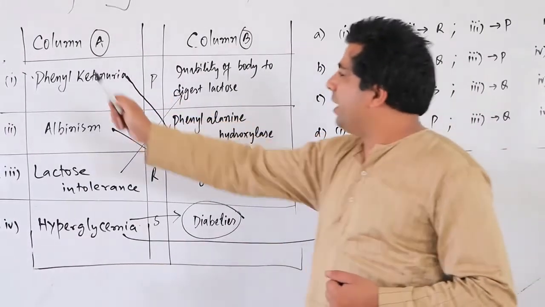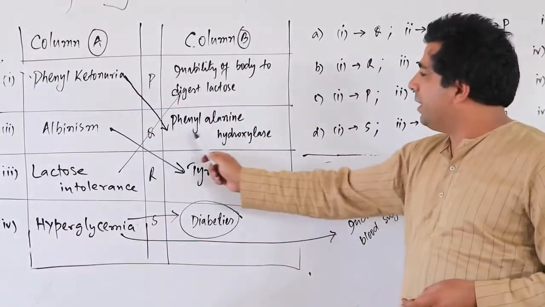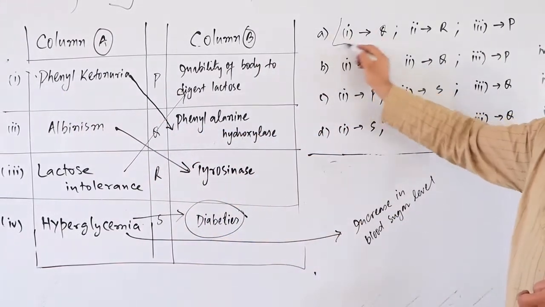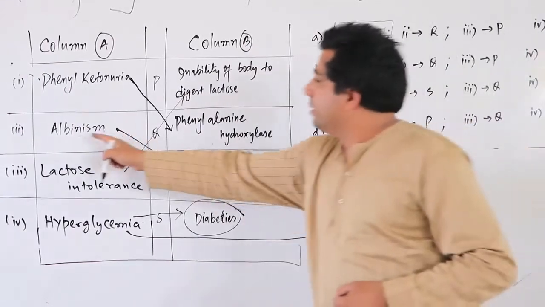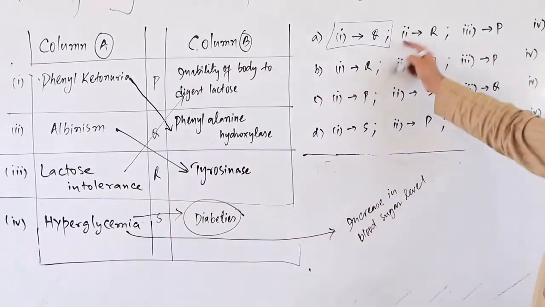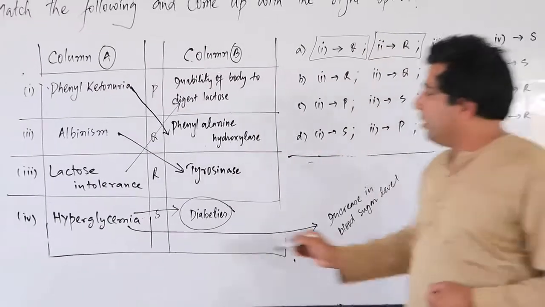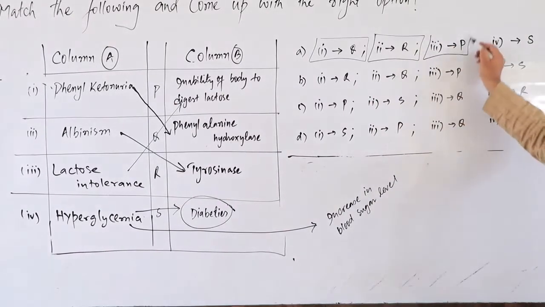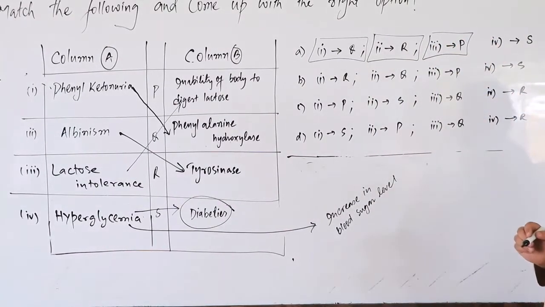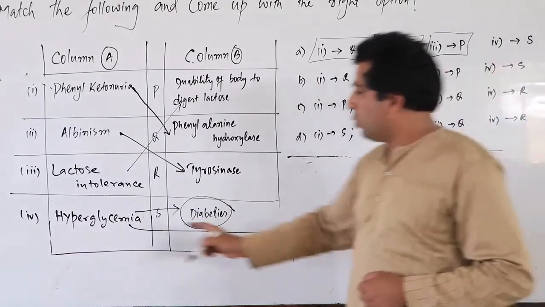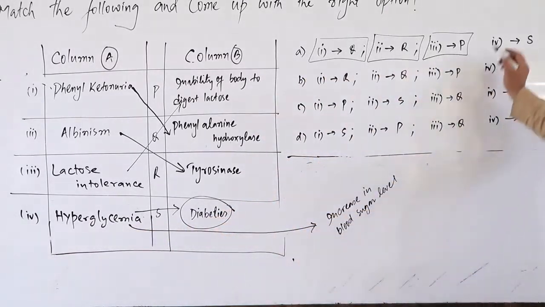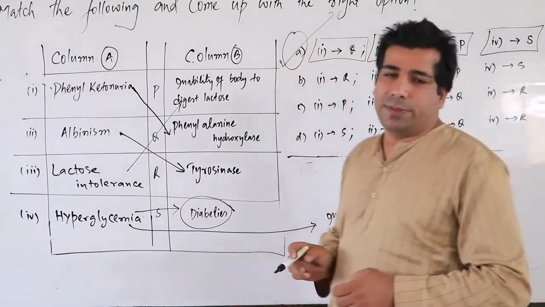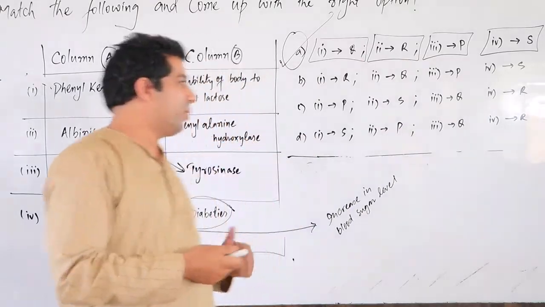So first option is phenylketonuria. It's related to phenylalanine hydroxylase, that's Q. So first one with Q, that's correct. Second one with R, that's also correct. Third one, lactose intolerance, with P: inability of the body to digest the lactose. Correct? Then the fourth one, hyperglycemia with S. So my dear friends, the first option is the correct answer. Okay, I hope you have understood. Please make note of this.